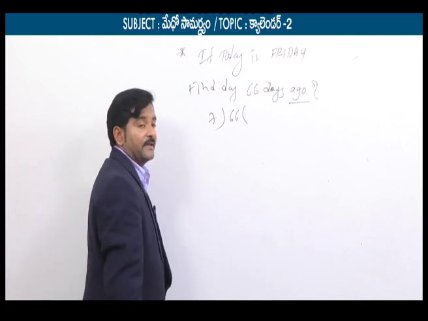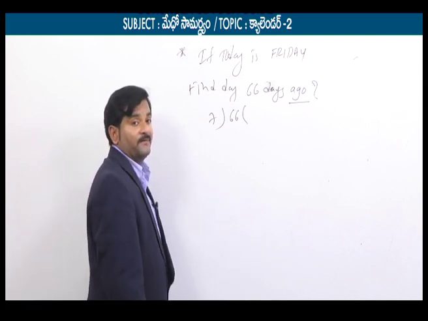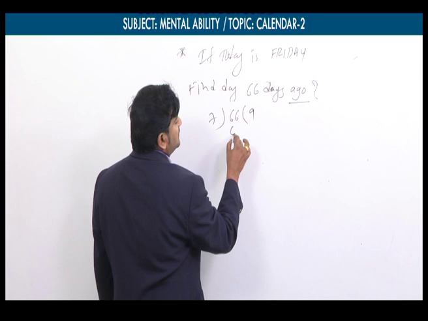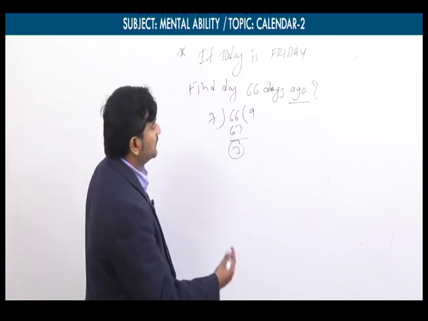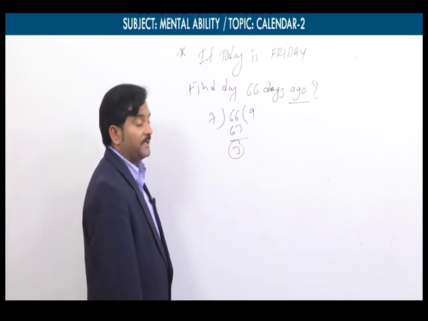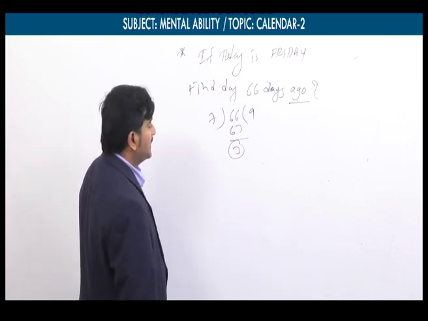66 divided by 7. 7 8s are 56, 7 9s are 63. Okay. Here also I am getting only 3 as the remainder. For all the questions, even if I take them randomly, I am getting remainder 3.